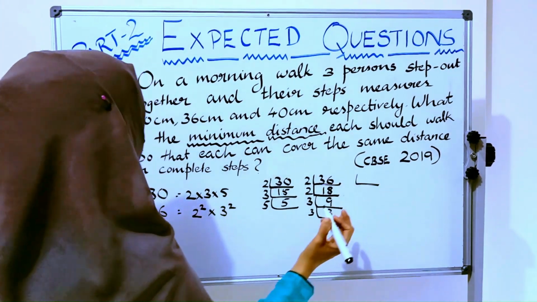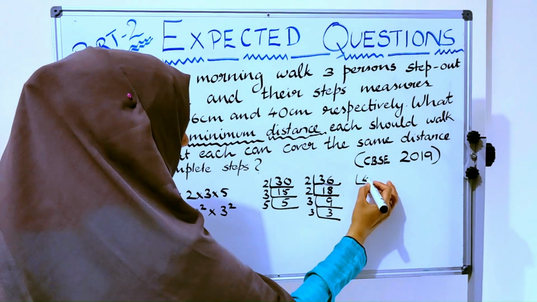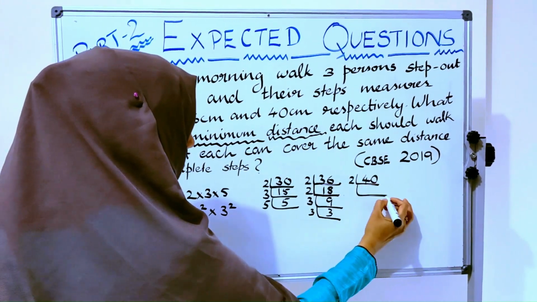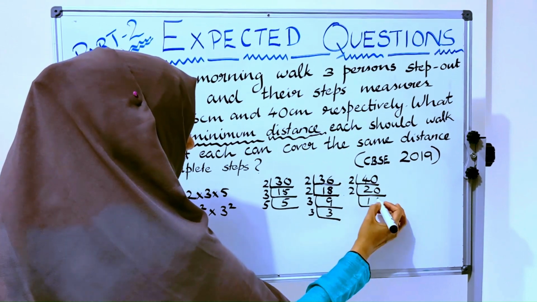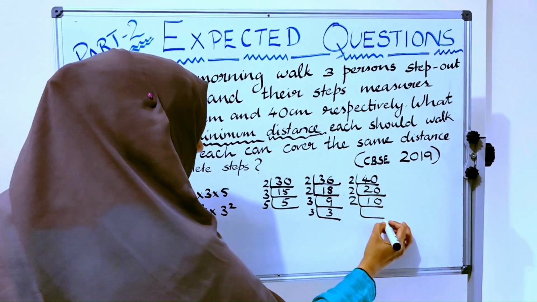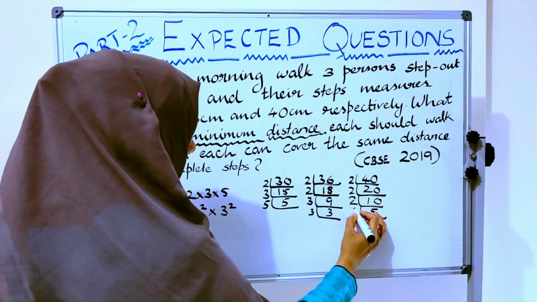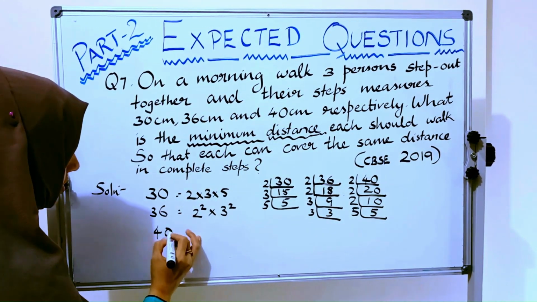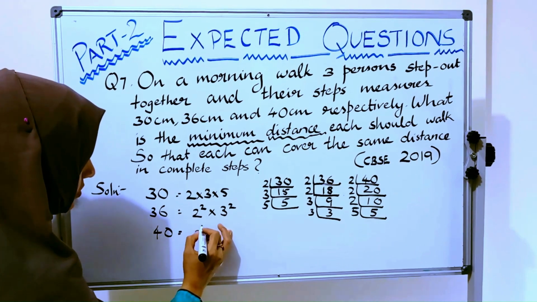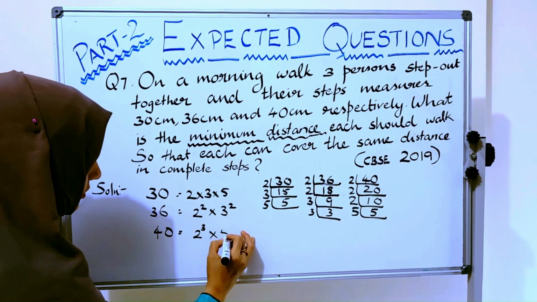Next number is 40. Start with 2, 20. Again 2, 10. Again 2, 5. And 5. So 40 is equal to 2 raised to 3 into 5.